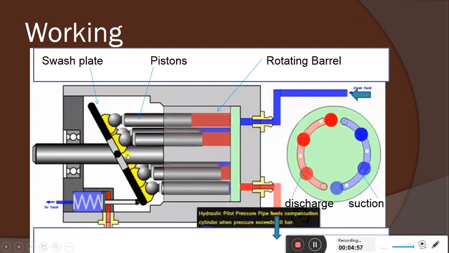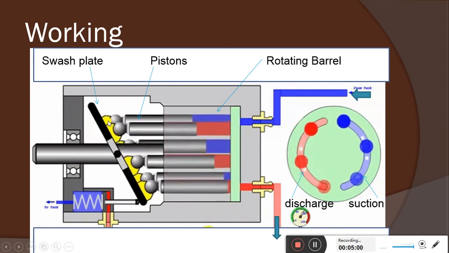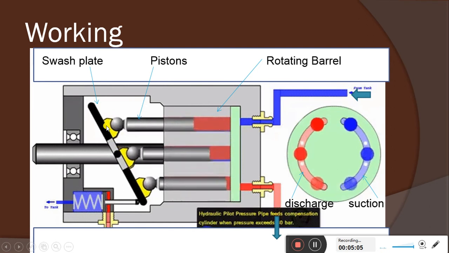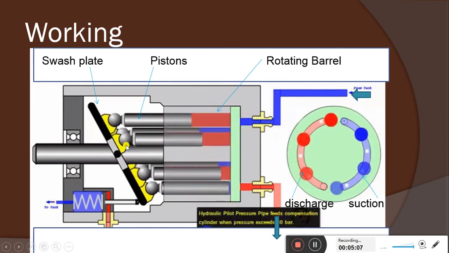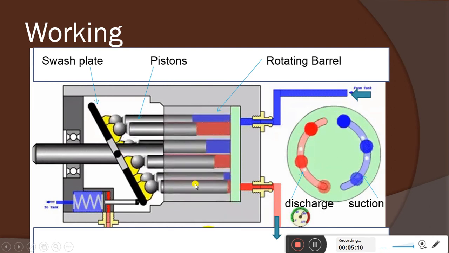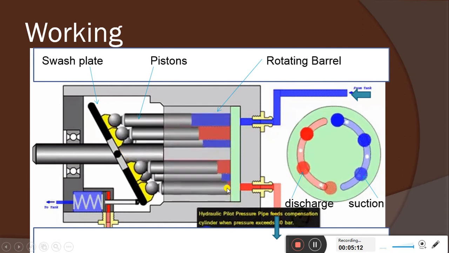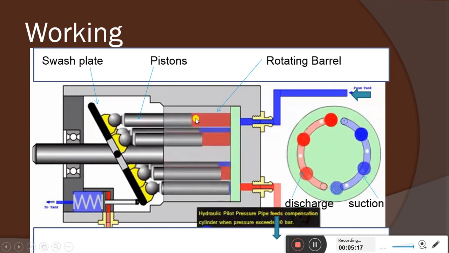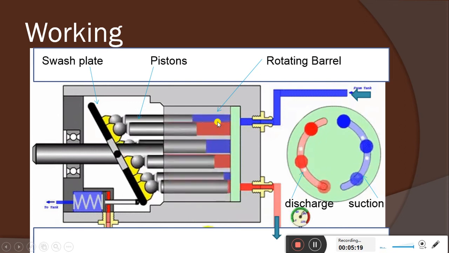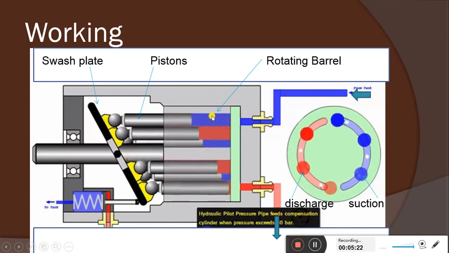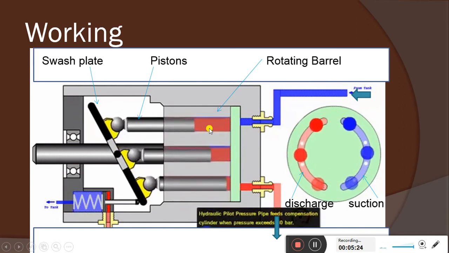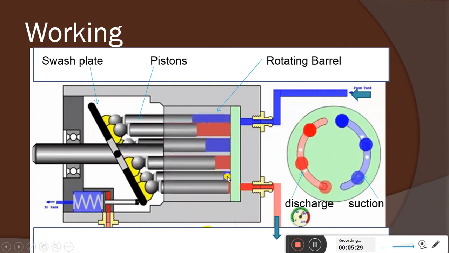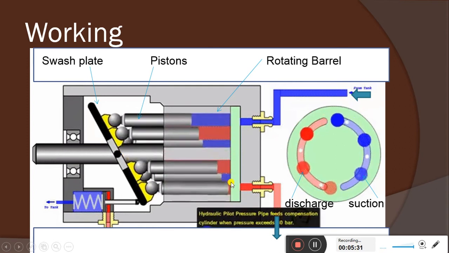As the barrel rotates, similarly the shoes will follow the angled swash plate, and it will make the reciprocating motion. If this piston comes here, it will experience the lesser volume. As it rotates and moves to this point, it has the higher volume. So in half the portion, you can see the suction takes place. The blue colored volume is the suction process. But the red colored, which is shown in here, is the discharge stroke.